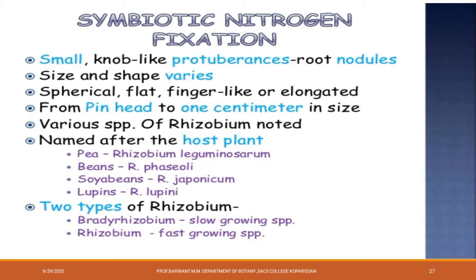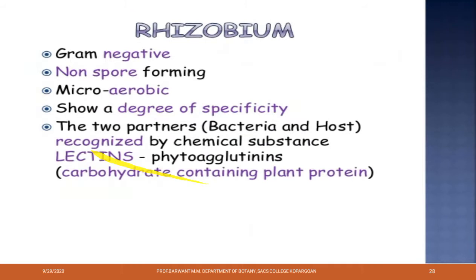There are two types of Rhizobium: Bradyrhizobium, the slow growing species, and Rhizobium, the fast growing species. What is Rhizobium? Rhizobium is a gram negative, non-spore forming bacterium. It is microaerobic, and it shows a degree of specificity.